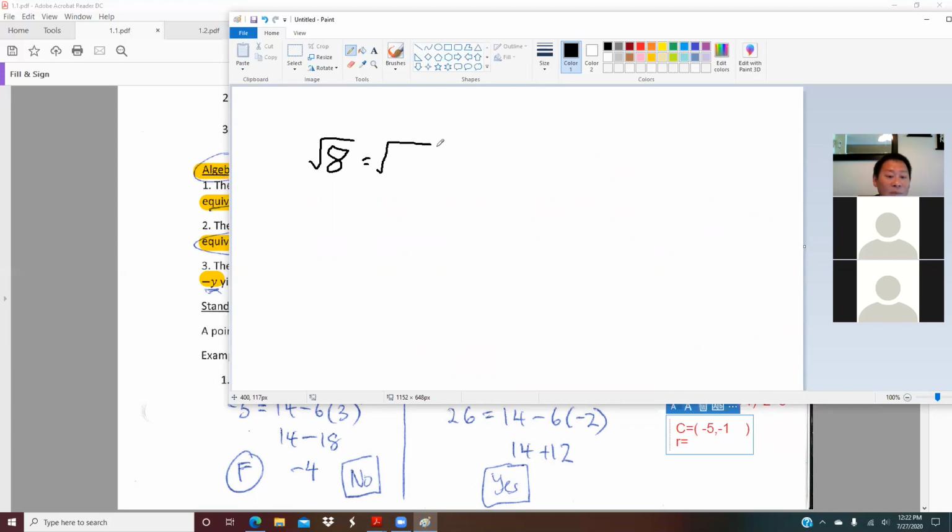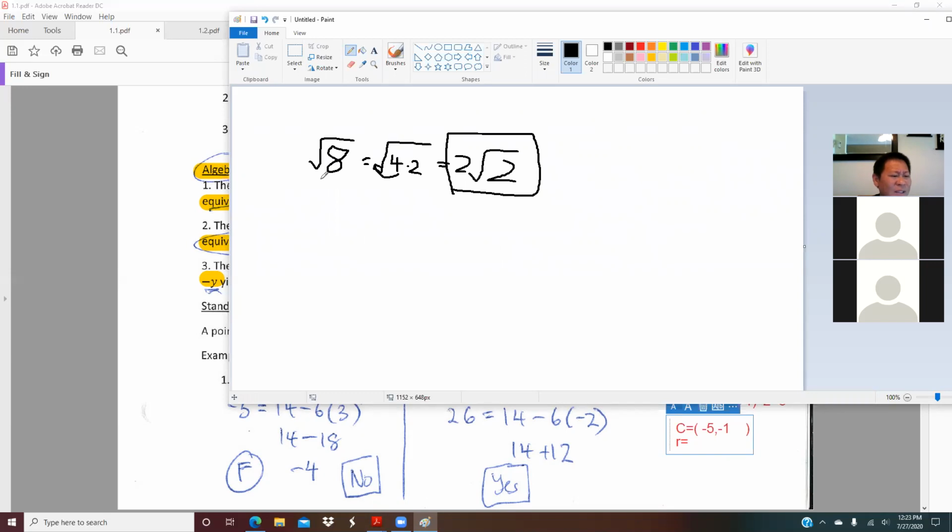This is what you guys did in chapter P. So 8 in this case is 4 times 2, and 4 is a perfect square of 2. So this is actually 2 root 2. This is how you find your radius in this case. This is the answer you have to give me. Yep, 2 square root of 2, not the square root of 8, or if you use your calculator, 2.8.